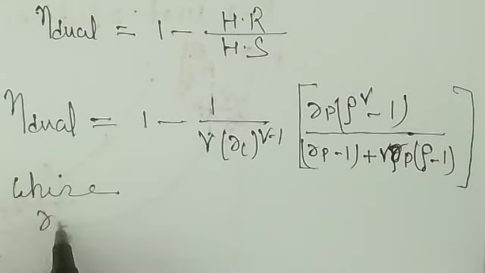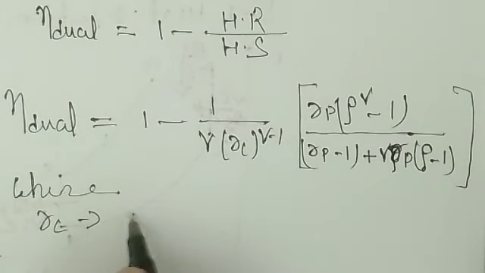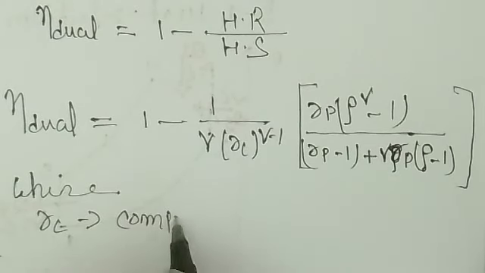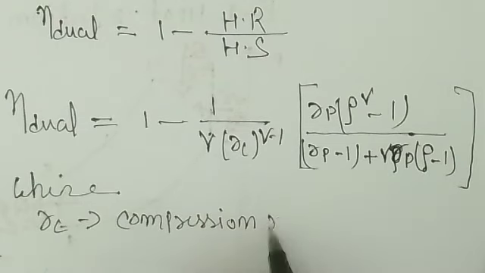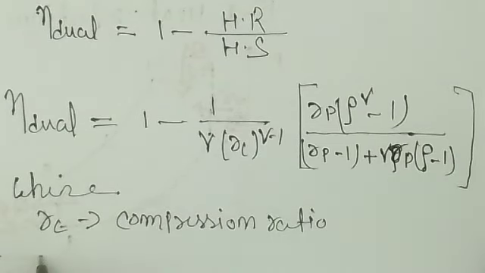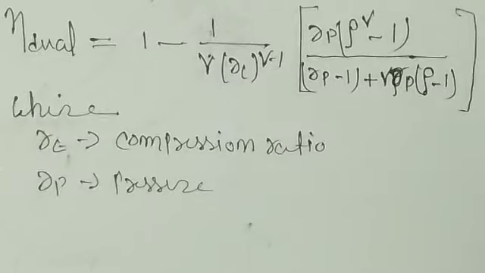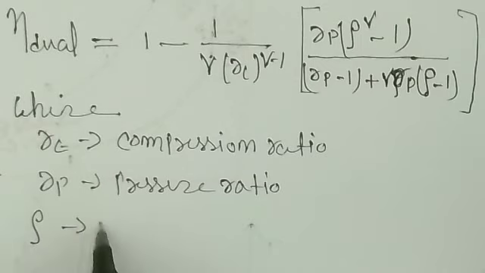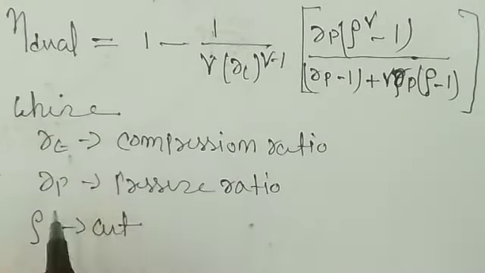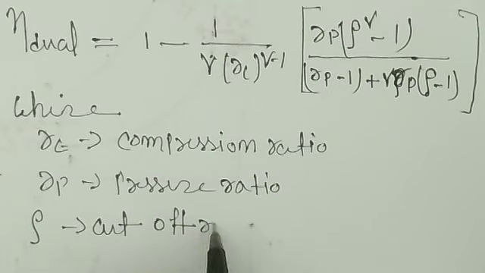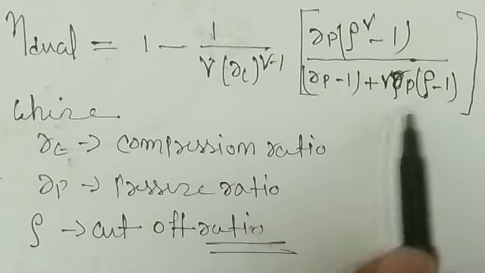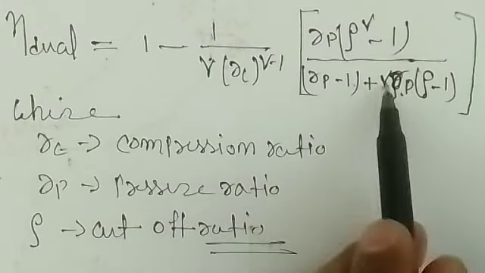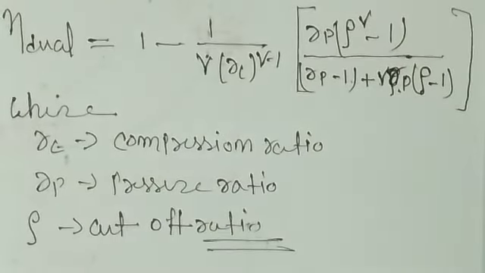Here Rc is the compression ratio, Rp is the pressure ratio, and rho is the cutoff ratio. The cutoff ratio is what you get when you are supplying the heat at constant pressure. So this is the efficiency for the dual cycle or mixed cycle, with the denominator Rp minus 1 plus gamma into Rp into (rho minus 1).